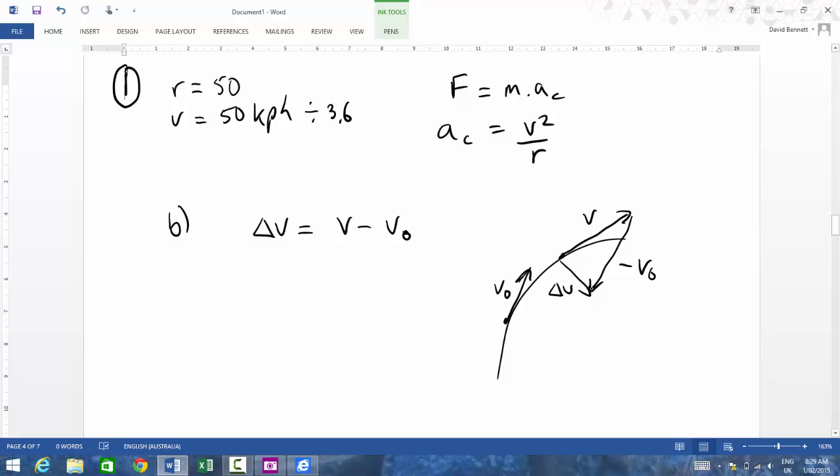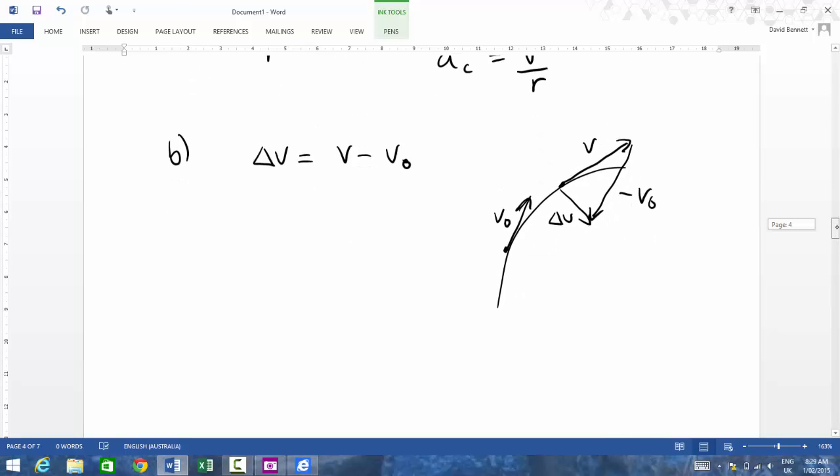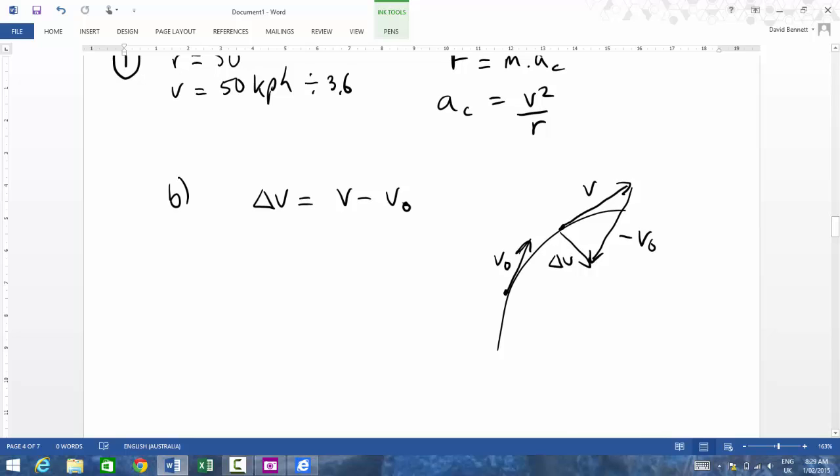So if the mass of the car is 1.3 tonne, what will be the frictional force required? Well, for it to stay on the track, the frictional force will be equal to the centripetal force. Again, I showed you the formula in the beginning. So force centripetal is equal to the force frictional. You need to make a statement like that. I think it's important to do that.